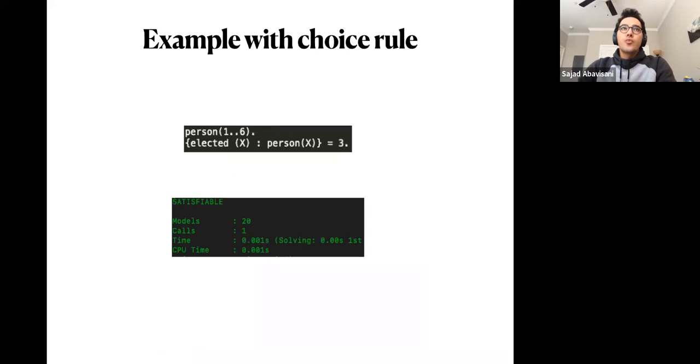And also, one last thing, we can specify how many of these predicates or elements we want this choice rule to have. For example, here we have 6 persons, 1 through 6, and we want to elect some of them. If we use the choice rule without that specific number, it will be all of the possibilities, which is 2 to the 6, 64. But if we specify that we only want stable models with 3 persons elected, there will be 20 models, which is 6 choose 3.